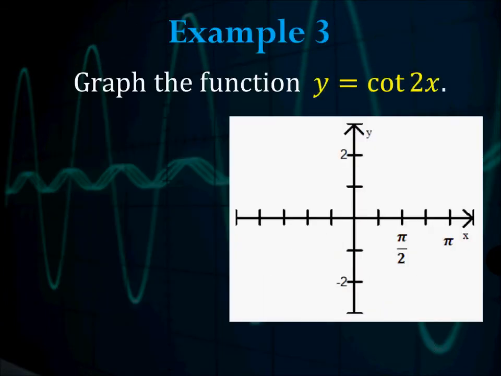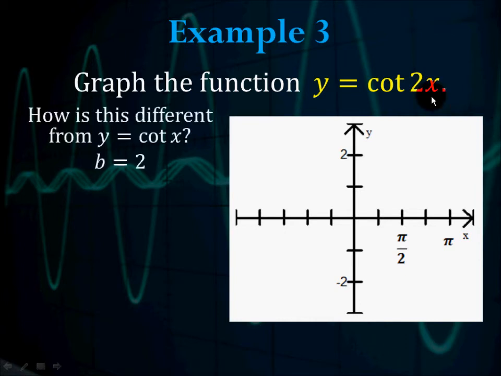So let's go to example 3. Graph the function y equals cotangent of 2x. So you're welcome to use Desmos to explore this, but before you graph it, let's think about what we're going to have. We have cotangent. So the asymptotes are going to be at originally multiples of pi, but you have this 2 here. Now, if you remember when we were graphing sine or cosine, what does this number directly in front of the x do to the period?